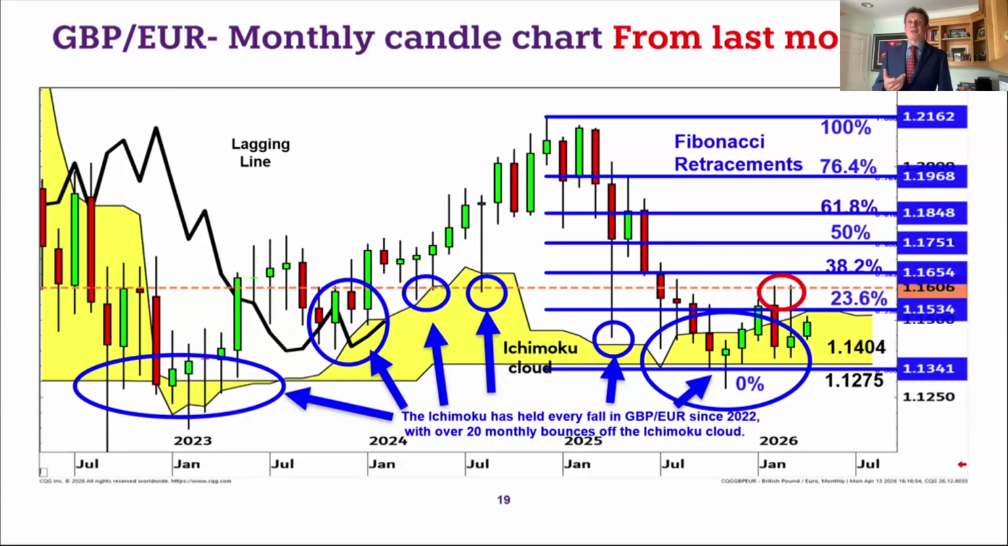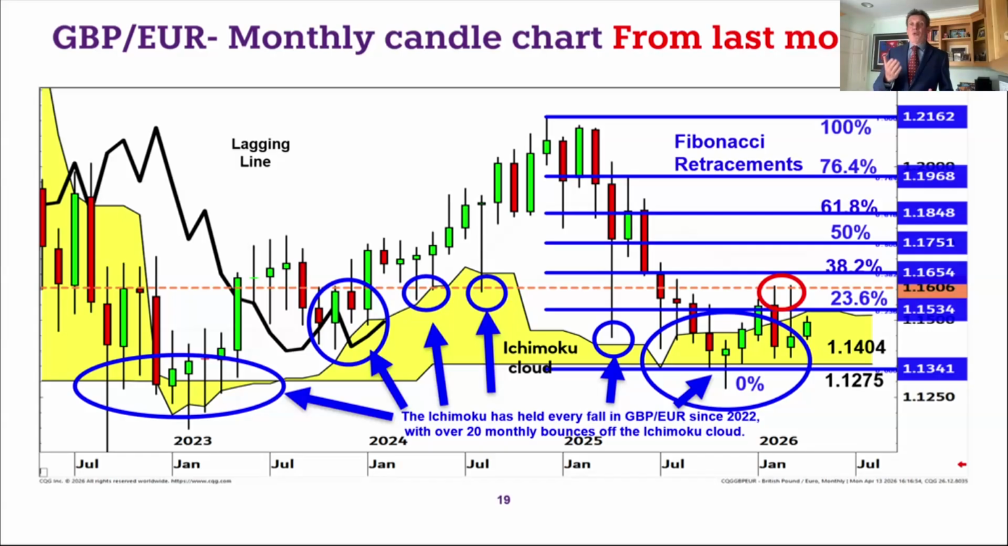this is the monthly candle chart from last month. On this monthly candle chart, you have that yellow shaded in area, and that's something called the Ichimoku cloud. Rather than try and give a whole lesson on it, it's basically a historical lagging moving average, but it's something the market uses a lot. And there's a good proof of that with this chart in that, since 2022, every drop down in sterling euro has been held on a monthly close basis by that cloud.